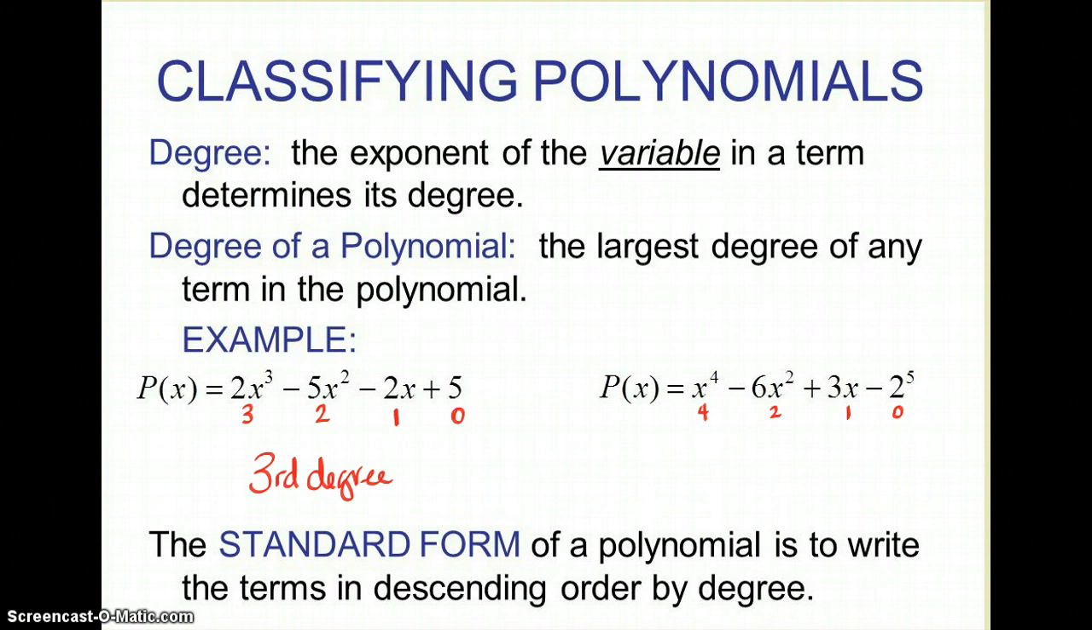So as far as the degree of the whole polynomial goes, the entire polynomial would be considered a 4th degree polynomial, because my highest degree would be 4 right there. The standard form of a polynomial is to write the terms in descending order by degree, which means from biggest on down to smallest, which is how these are written up here at the top.